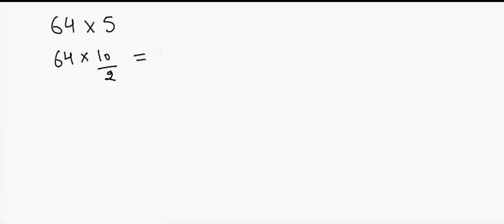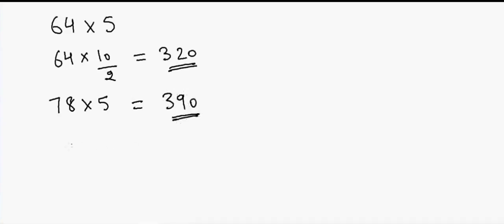Half of 64 is 32, so the answer is 32 and a 0. So it's 320. Again, if I have to multiply 78 by 5, the answer will be equal to half of 78, which is 39, and then a 0. So that's 390. Again, if I have 128 and want to multiply by 5, that will be equal to 64 and a 0, and that's your answer.